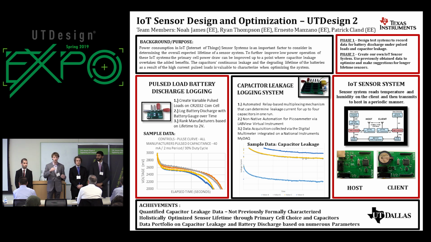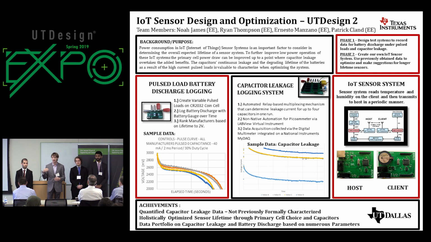Our second system is able to measure capacitor leakage. It is able to sequentially run 4 different capacitors before you need to give it another input. Our example here is the same manufacturer under the same conditions, but with different capacitance values. And so we would combine these two pieces of data together to make an overall recommendation on our system.